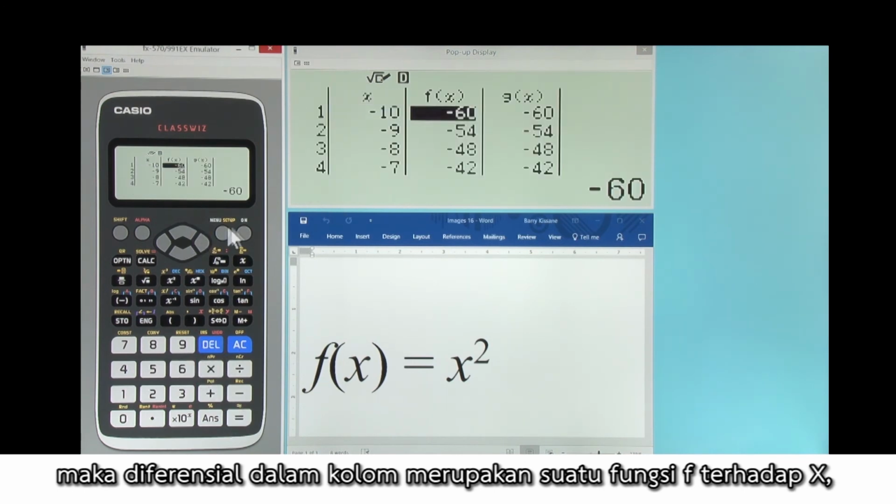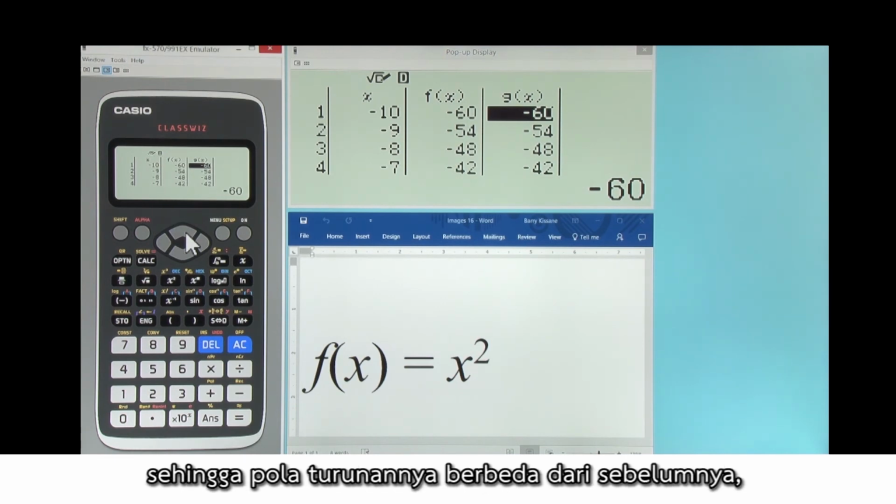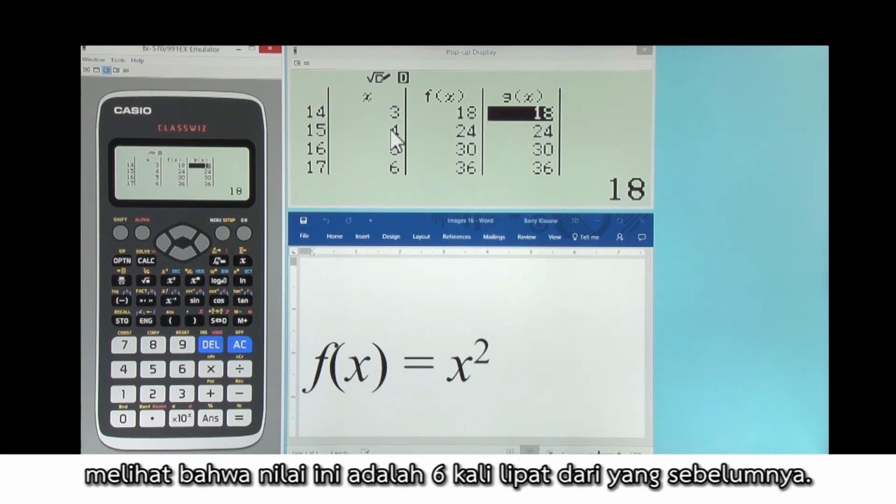then the derivatives in the f at x column and the guess in the g at x column are the same. So the pattern of derivatives is different from what it was before, but most students will have no difficulty in seeing that this value is 6 times that one.